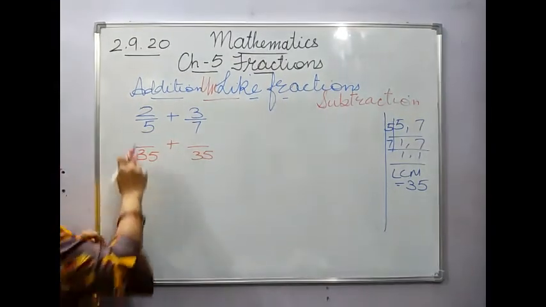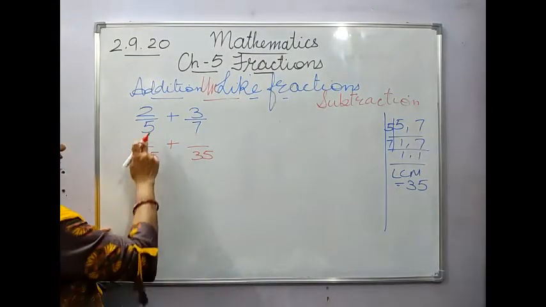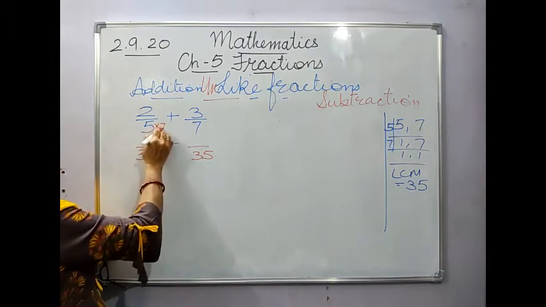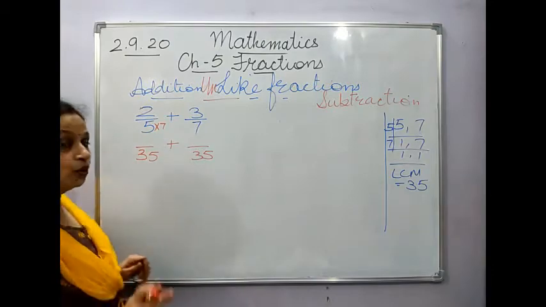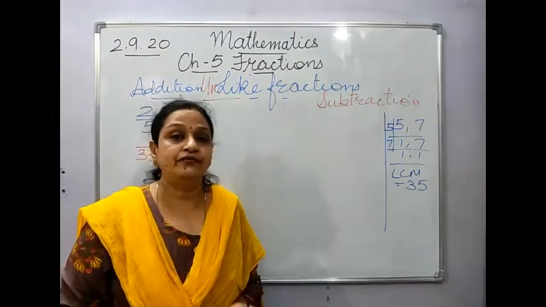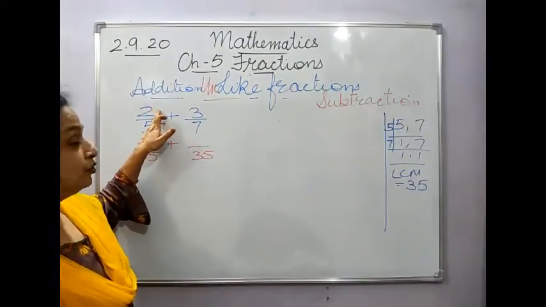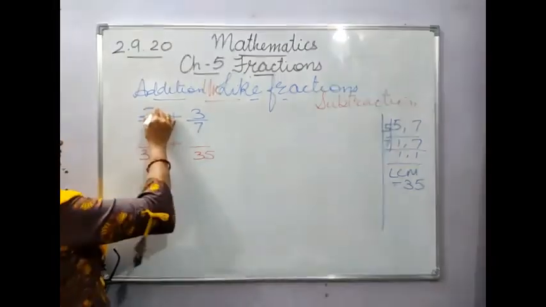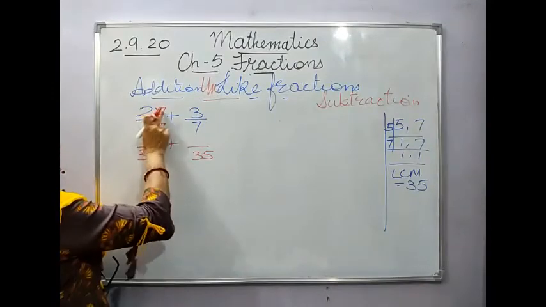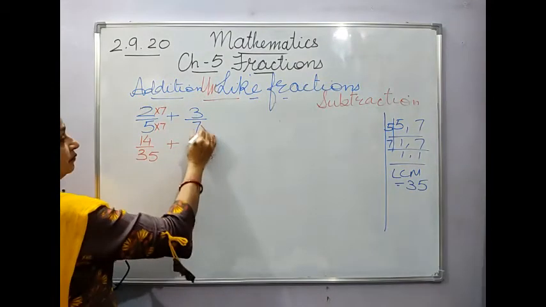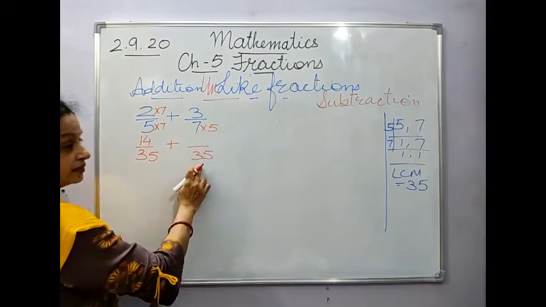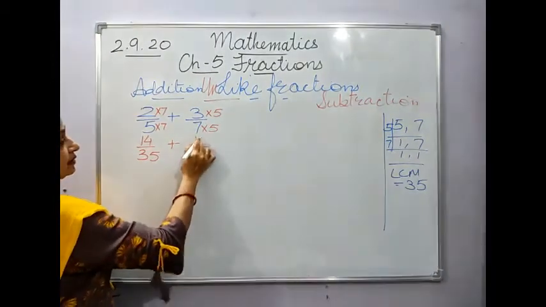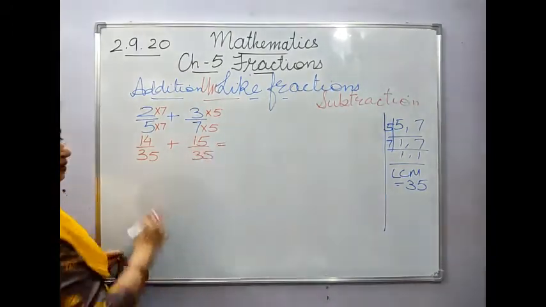Now to make the equivalent fraction, you will find where this 35 comes in the table of 5. 5 7s are 35, and you know when we make the equivalent fraction, we multiply the numerator and the denominator with the same number. So here also we will multiply by 7. 7 2s are 14. 7 5s are 35. So we will multiply this with the same. 5 3s are 15. Now you add it.